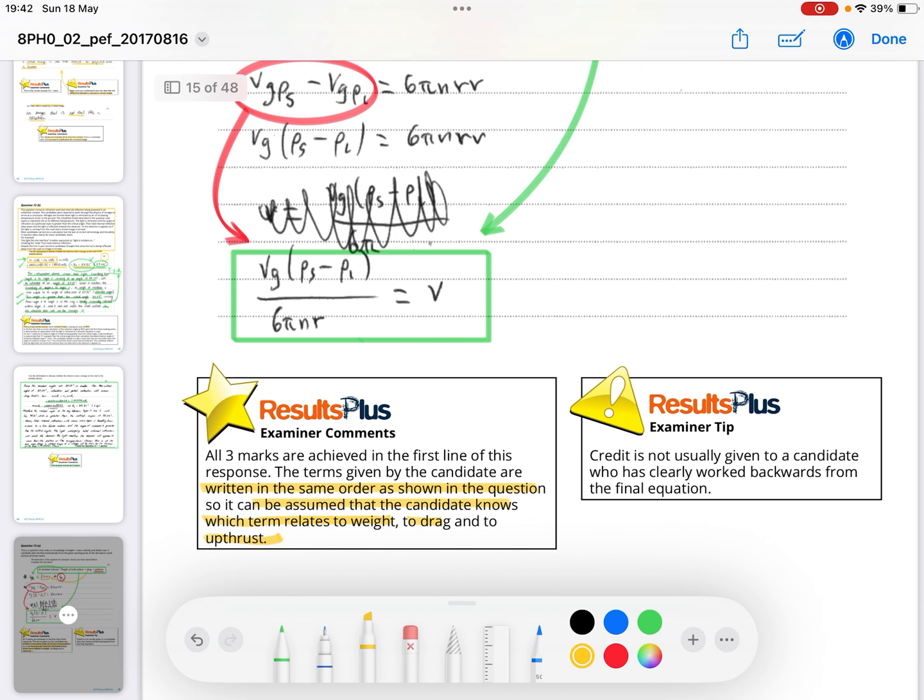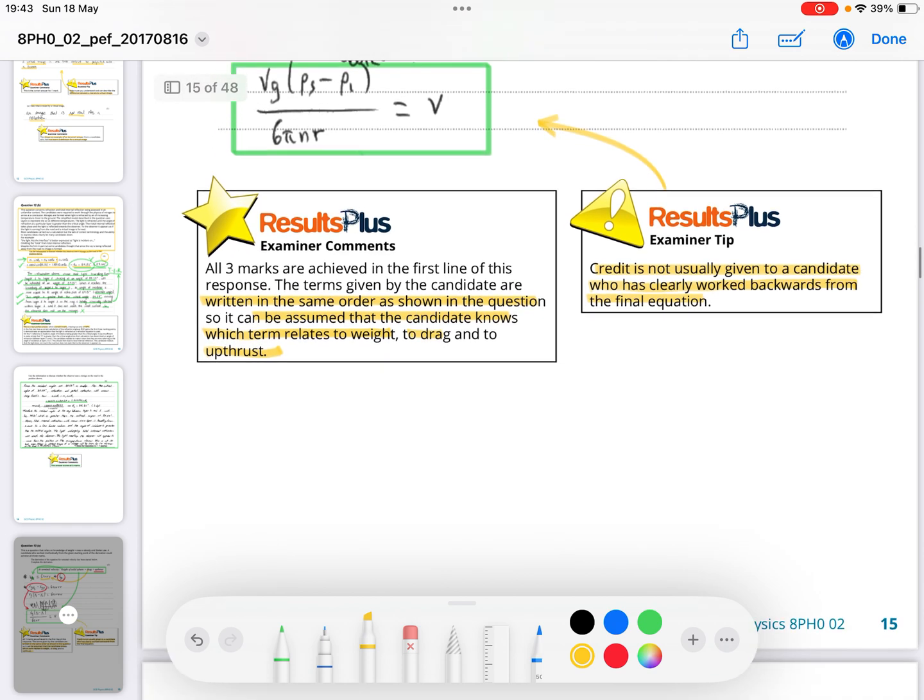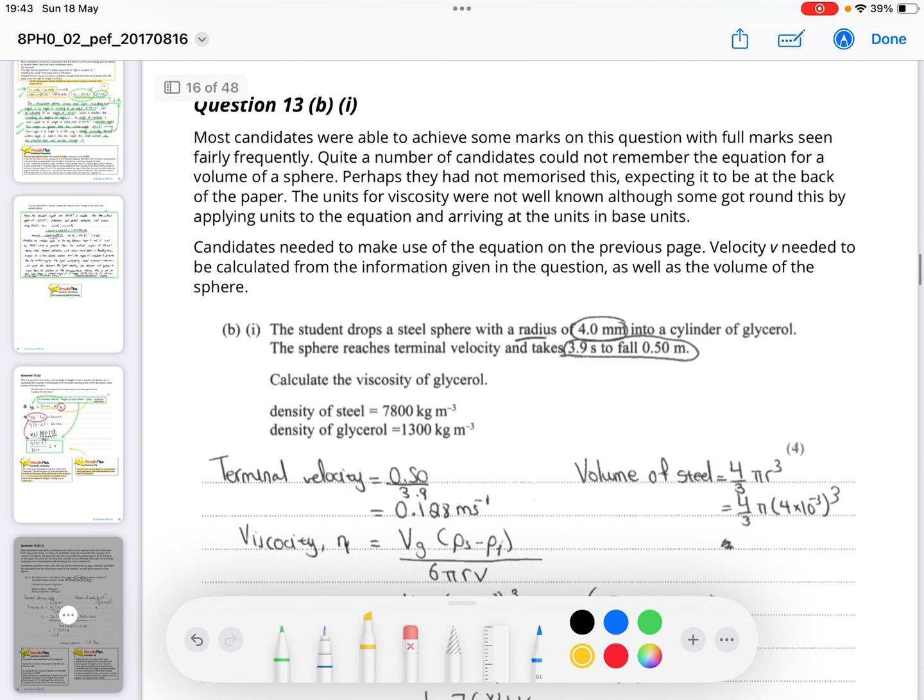And it says, credit is not usually given to a candidate who has clearly worked backwards from the final equation. Well, I don't know if he has. They're assuming that, okay? In other words, they're saying he's worked out how to get to that. Well, that is the mathematical skill. I don't agree with that examiner's tip, but usually that's what they're saying.